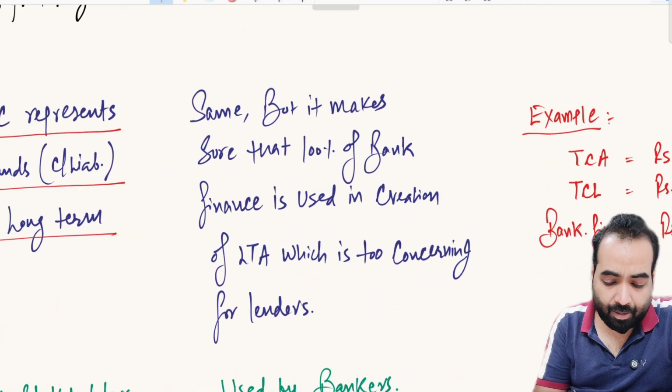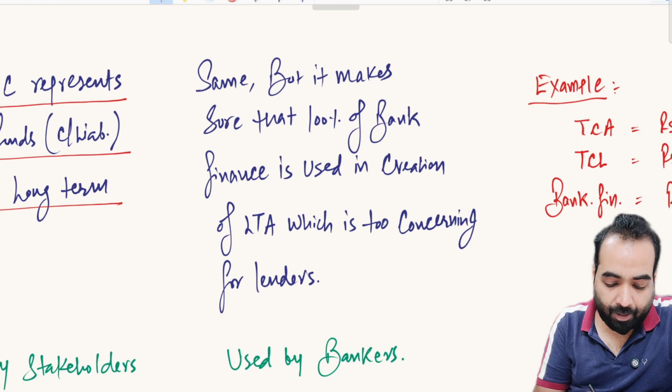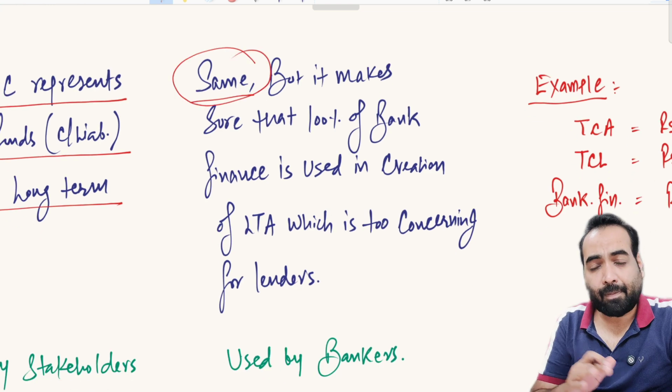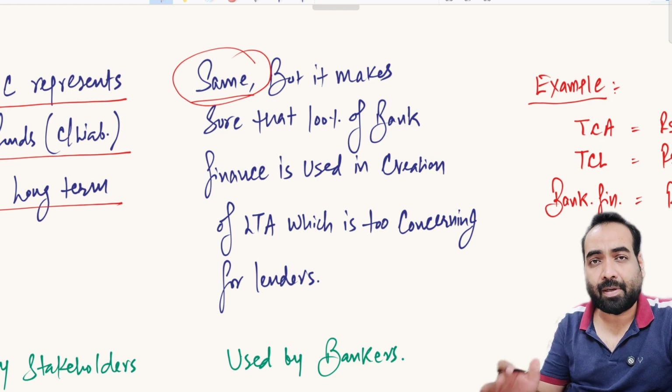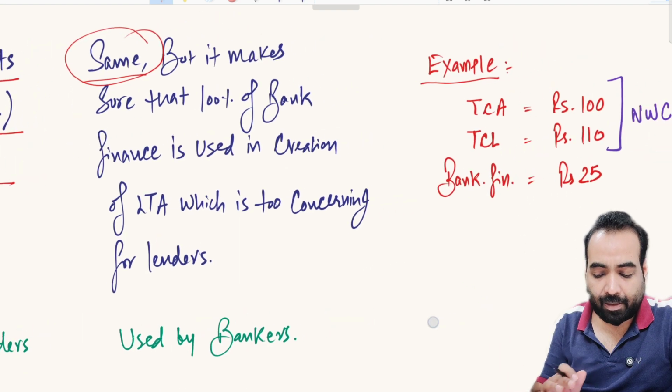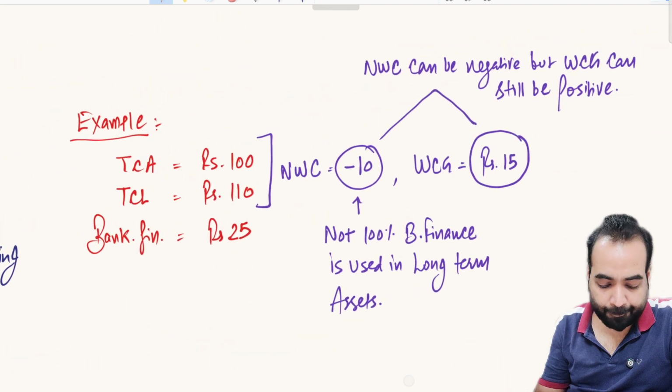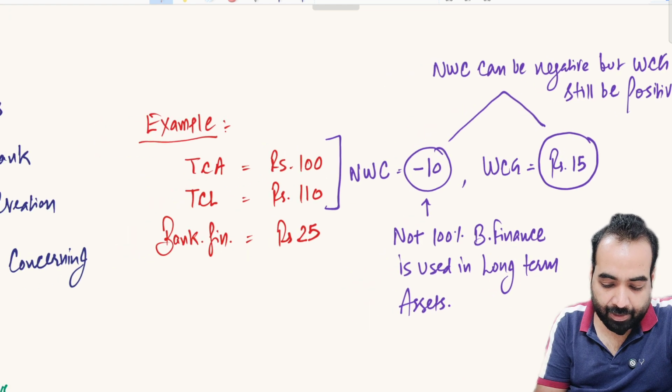But in WCG also, the meaning is the same. If there is a negative WCG, that means funds are diverted in long-term assets. But there is one thing that you need to know here. I will explain it with an example.